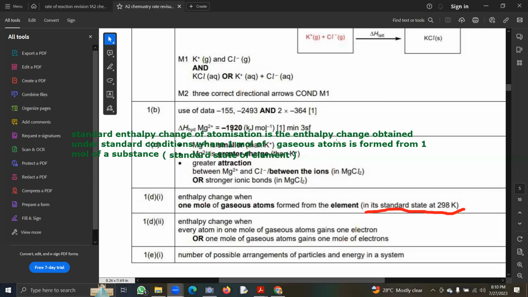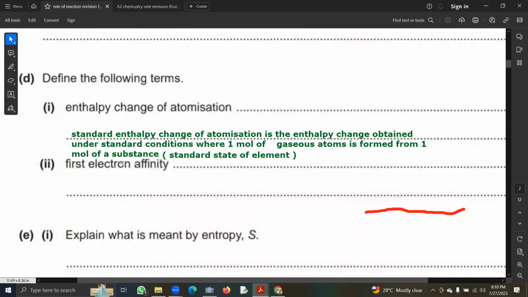Did you copy? Done. Okay, we'll go to the next question. These things you have to memorize. There is no other way.